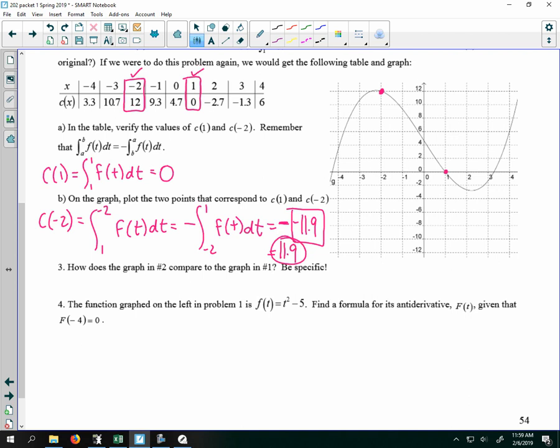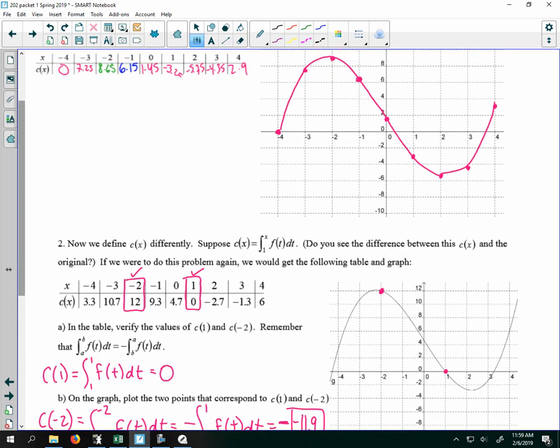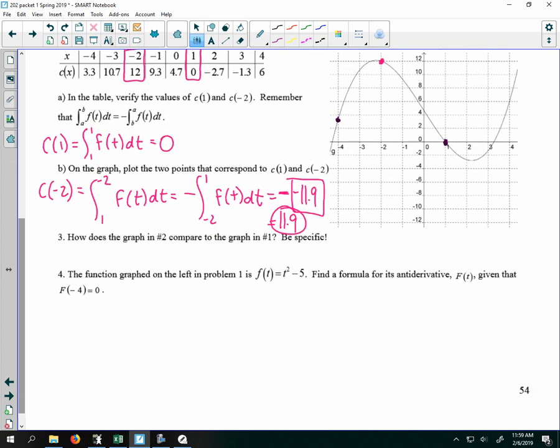Okay, so how does it compare to the graph I drew in number 1? I'm just going to scroll up a little bit so I can see them both at the same time. They have the same shape, but it used to be that C of -4 was 0, and now C of -4 looks like it's approximately 3. And C of 1 used to be about -3, and now C of 1 is 0. So these have the same shape, but this second one is vertically shifted up 3 units from the original.